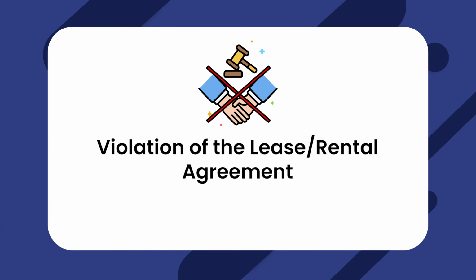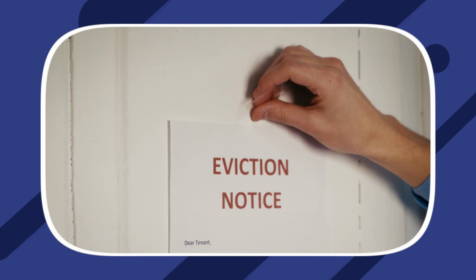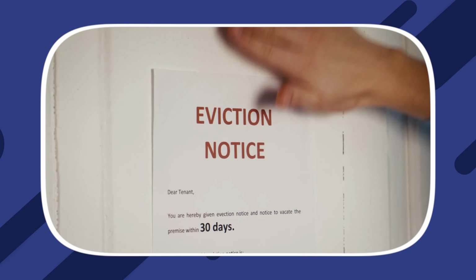Number 2, violation of the lease or rental agreement. The lease has to be upheld by both the tenant and the landlord for the entire duration of their stay. Agreements may vary from tenant to tenant. If a tenant violates any terms from the lease agreement, the landlord must give the tenant a written notice called a 30-day notice to comply. The tenant has 14 days to fix this issue or else the eviction process continues.